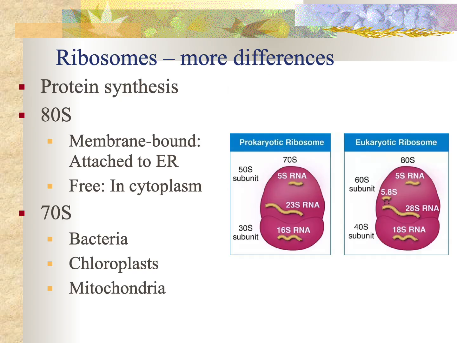One of the other differences is that in their cytoplasm, either floating free or attached to a membrane called the endoplasmic reticulum, eukaryotes have ribosomes that are larger than prokaryotes'. These are called 80S ribosomes, and their subunits are 60S and 40S. They do the same thing, they make proteins, but they're larger and distinctly different. Eukaryotes also contain 70S ribosomes, but those are found in organelles like the chloroplasts of plants or the mitochondria.